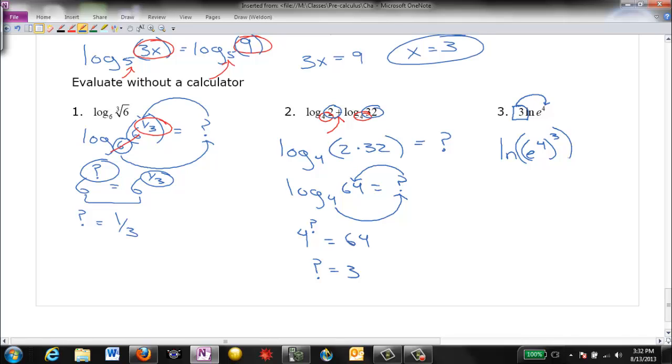So again, I see an e to the 4, raised to the 3rd. This is a power to a power, so I'm going to multiply those two exponents. What I actually get is the natural log of e to the 12th power. And this is equal to some number. Well, when I say natural log, I'm actually saying log base e of e to the 12th equals question mark. And if I reference property 3 from above, I know that these e's are going to cancel out, and what I'm left with is 12. So question mark equals 12.